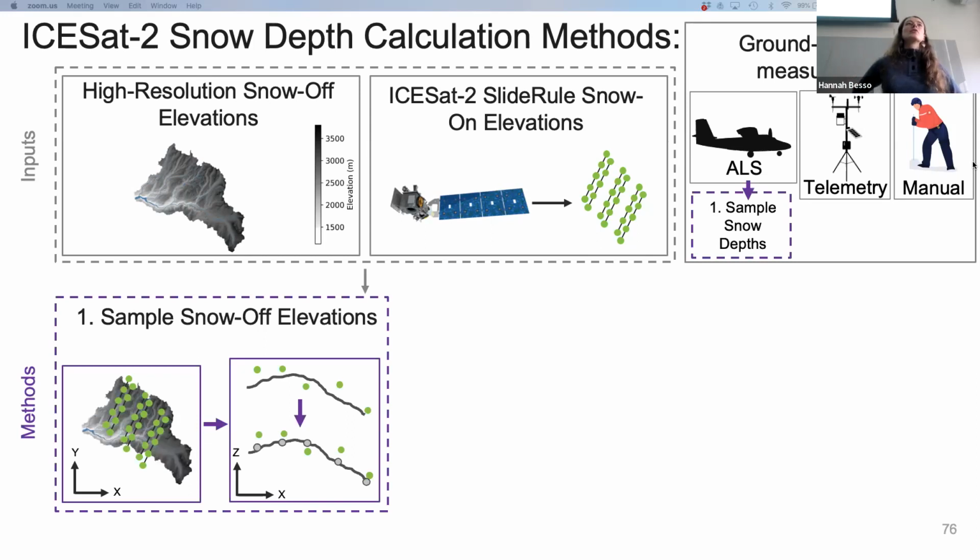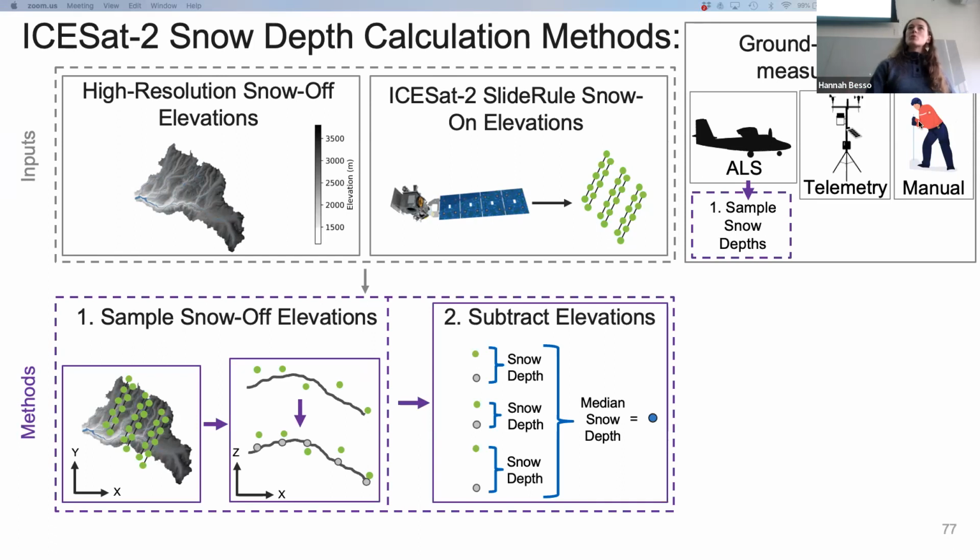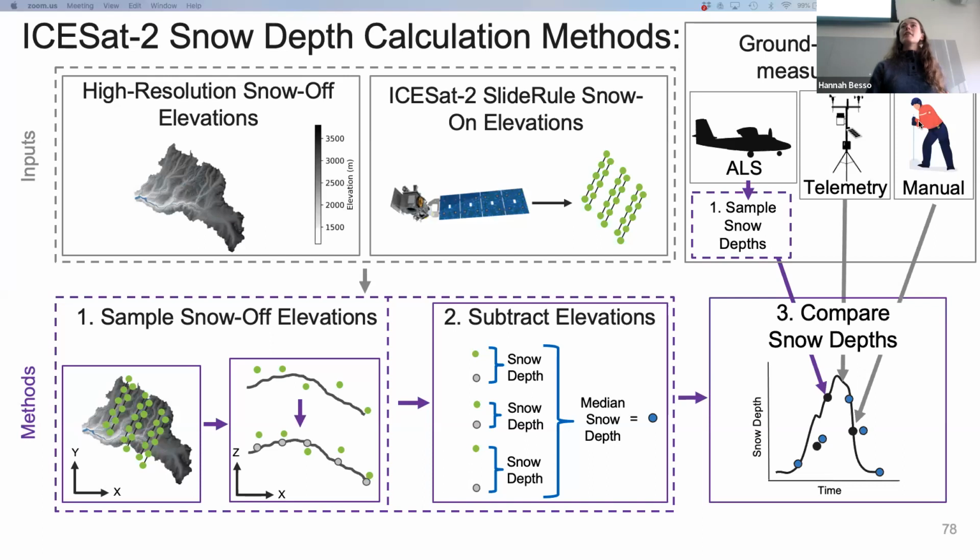Our first step will be to sample the snow off elevations from the snow off elevation map at each of the points where we have an ICESat-2 elevation measurement. We can then take the difference between these elevations, the snow off measurement and the snow on measurement from ICESat-2, to calculate snow depth. We then aggregate all of those snow depth measurements to get the median snow depth from a specific ICESat-2 acquisition date. And finally, we can compare that snow depth to the ground truth measurements that we talked about earlier.